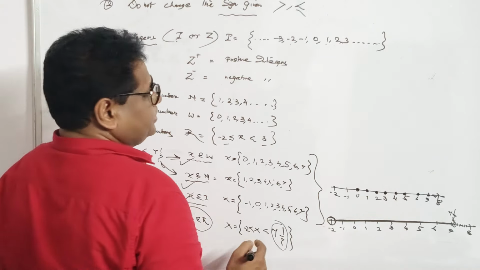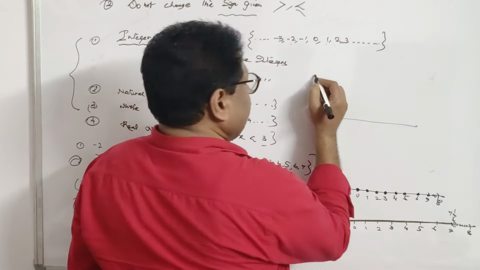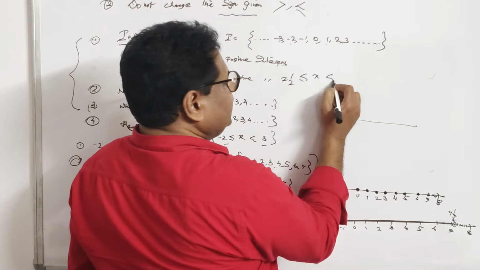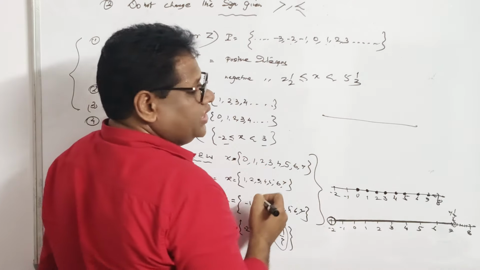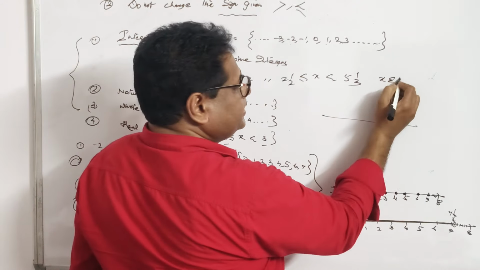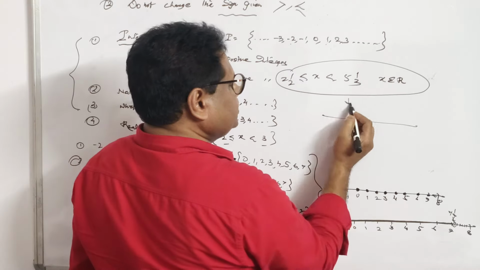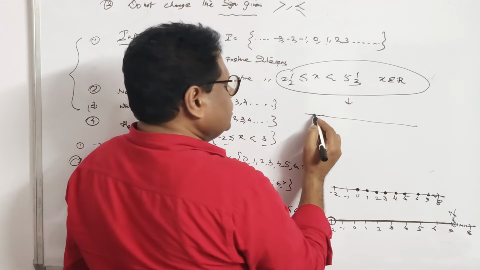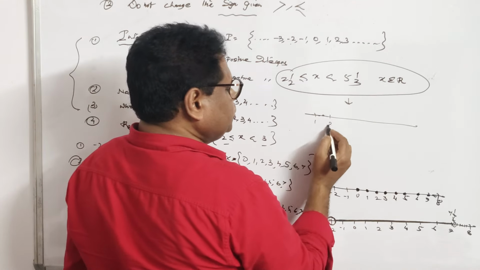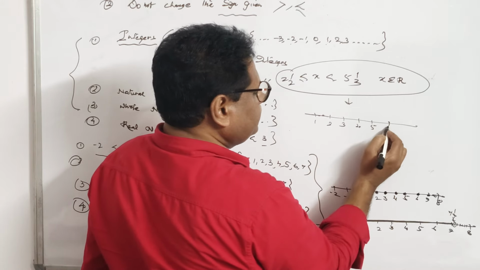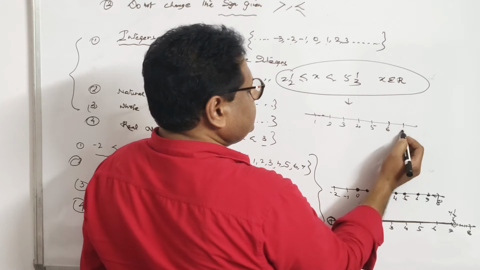Let's take one more question. Suppose we have x is greater than or equal to 2 1 by 2 and less than 5 1 by 3, and it says that x belongs to R. This you have to plot. Now this is your number line. So this is suppose 1, 2, 3, 4, 5, 6, 7.